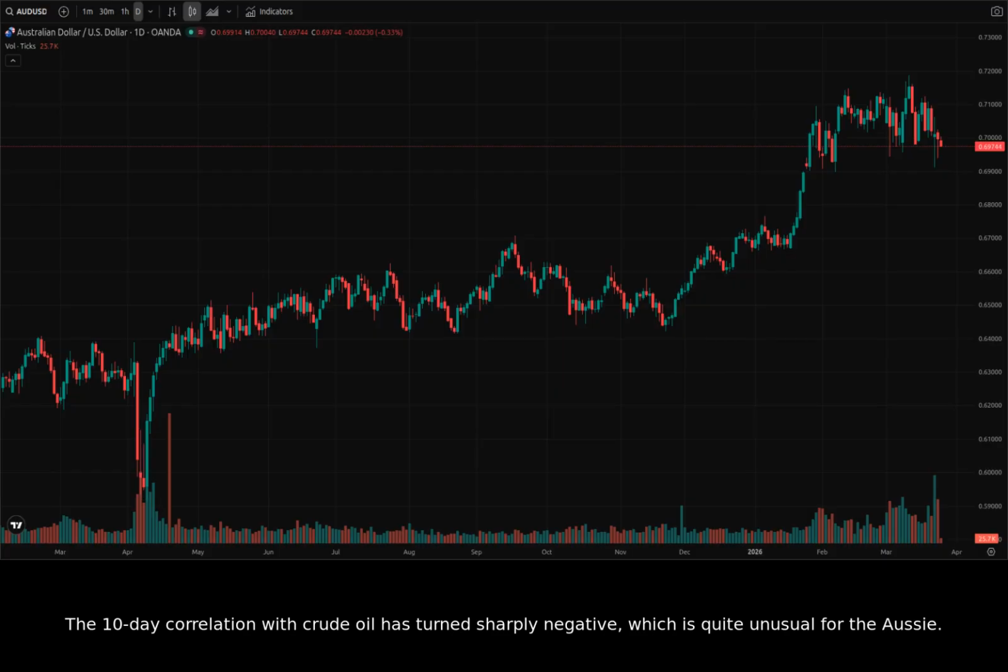The 10-day correlation with crude oil has turned sharply negative, which is quite unusual for the Aussie. This suggests that war risk is currently more important to the market than commodity-driven growth. Investors are clearly prioritizing safety over yield in this highly uncertain global environment.